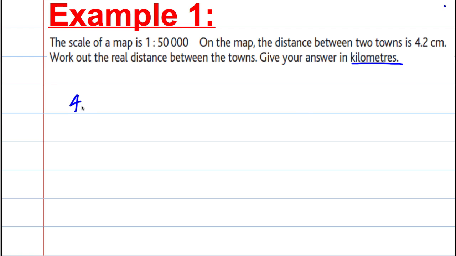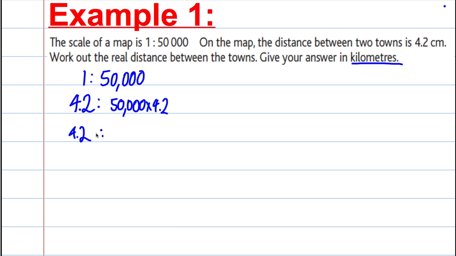So 4.2 centimetres, we're dealing in 1 to 50,000. So if we have 4.2 centimetres, that must equate to 50,000 multiplied by 4.2. So 4.2 centimetres is equivalent in this case to 50,000 times 4.2, which is 210,000 centimetres. Okay, now that's how much 4.2 on a scale drawing represents. It represents this many centimetres. Let's convert this to kilometres now.